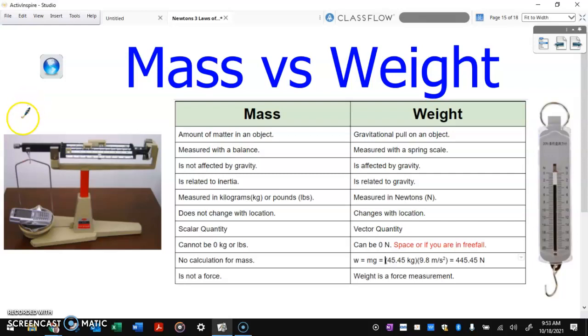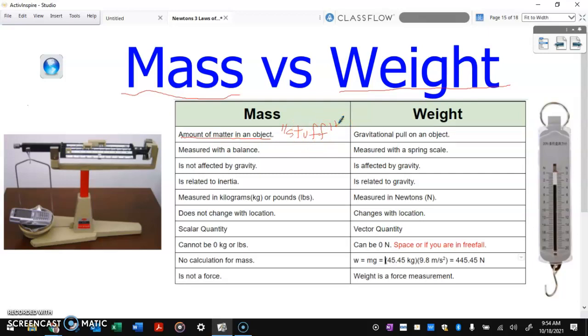Okay, this video is about distinguishing the difference between something called mass and something called weight. So we're going to talk about mass and we're going to talk about weight and what the difference is between the two. The first thing we want to distinguish is that mass is the amount of matter in an object. It's how much stuff is in an object. We use the word stuff. How much stuff is in that object?